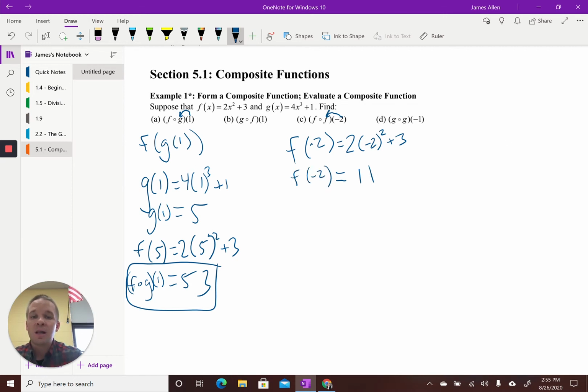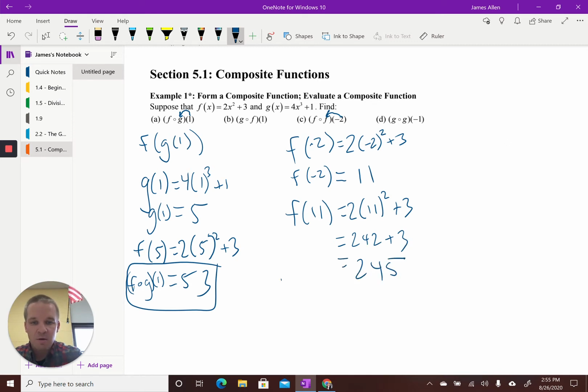And now I'm going to plug 11 into my f function to continue and finish this one out. So I'm going to have 2 times 11 squared plus 3. So 11 squared is 121. Double that, we get what? 242. 242 plus 3 gives me 245. So that would be f of f of negative 2. So we end up plugging into that f function twice.